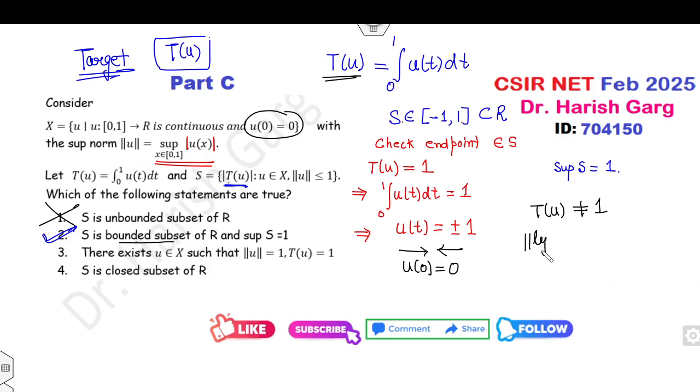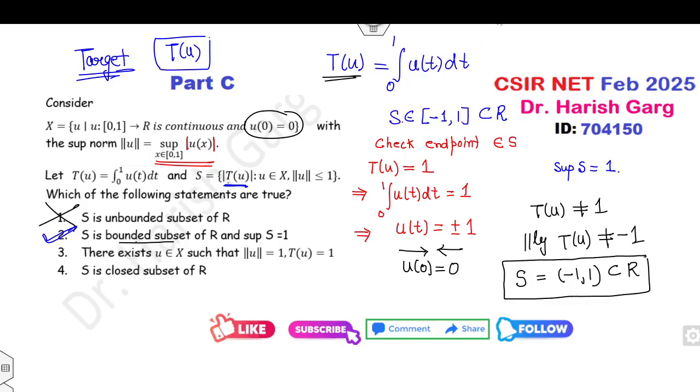Similarly, T of U can never be minus 1, because if it is minus 1, we can take the absolute value, and it is not possible. So therefore, S is basically an open interval, a subset of R. Is it fine? Now you can see this is open, but the last option said S is closed. The third option said T of U is 1, but T of U can never be 1. And you can see the supremum of S is 1. Fine, the maximum is not 1, but the supremum is 1. So the correct option is only B, the right answer of this problem.